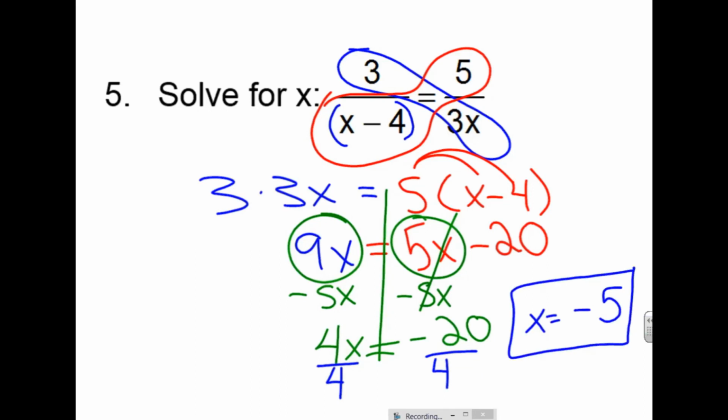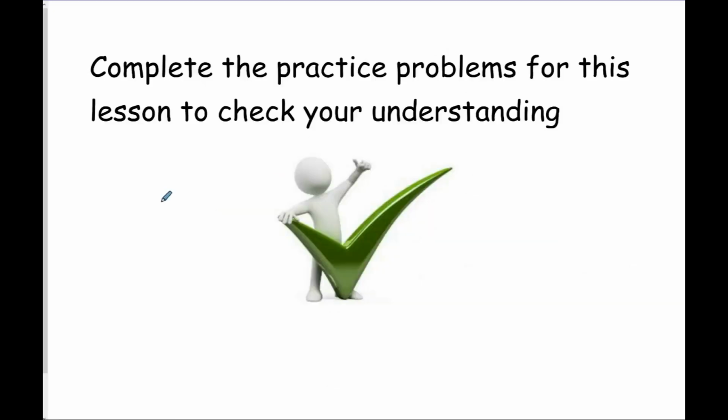X equals negative 5. You've completed the notes for this lesson, so go ahead and work on the practice problems to check for your understanding.